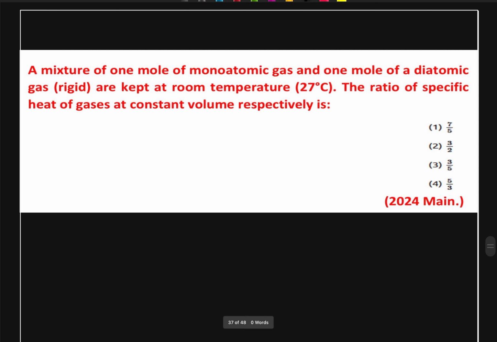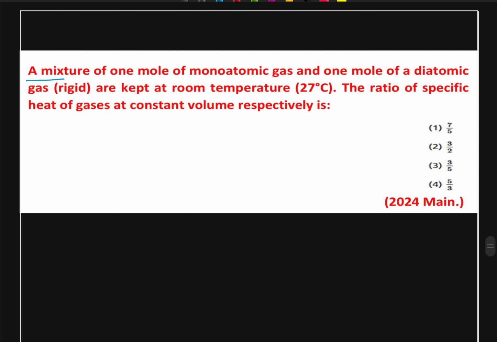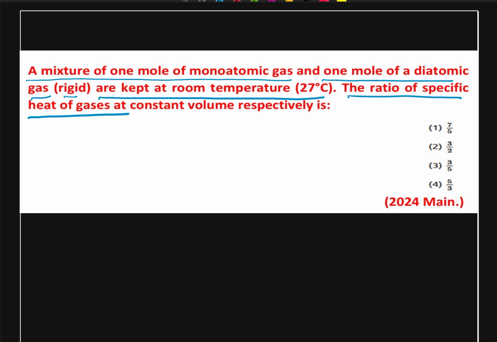It states that a mixture of 1 mole of monoatomic gas and 1 mole of diatomic gas, rigid, are kept at room temperature, 27 degrees centigrade. The ratio of the specific heat of the gases at constant volume, respectively, will be.